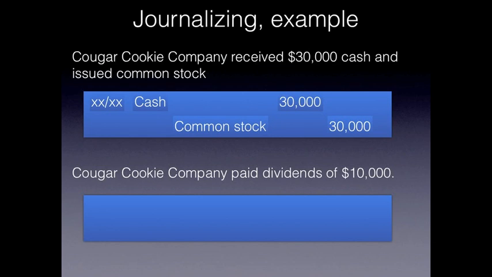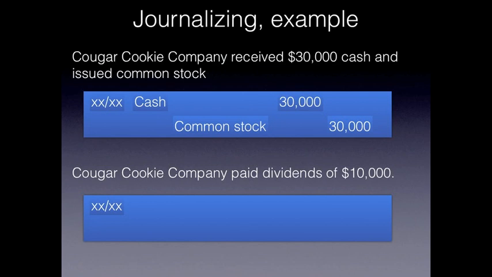So again, the first part of our journal entry is, of course, the date. And we list our debited account first. So let's go back to the transaction. I paid dividends of $10,000. That means my dividends are going up, my cash is going down.